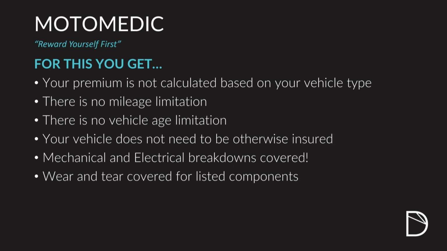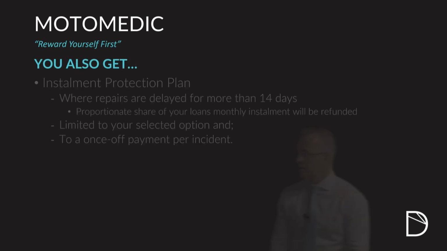Again, the cherry on the cake, and there's a couple of cherries on this one, is that it even covers wear and tear on selected items in your plan, which you can see in your policy document. Which is insane. Mechanical warranties never cover wear and tear. And this one will actually cover wear and tear for selected components as well.